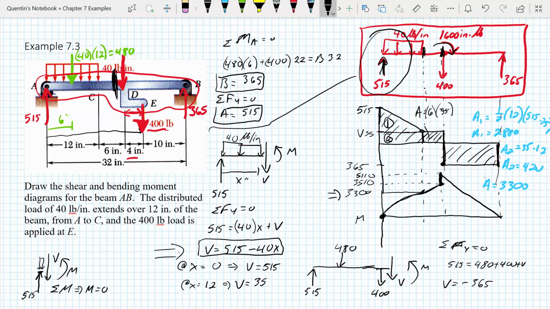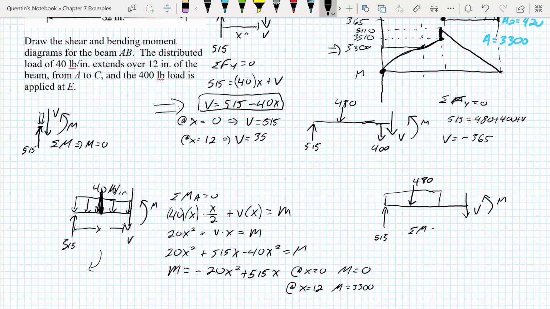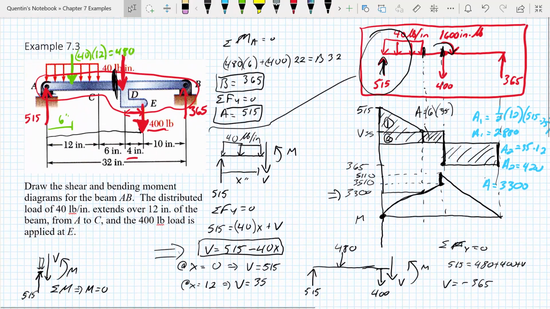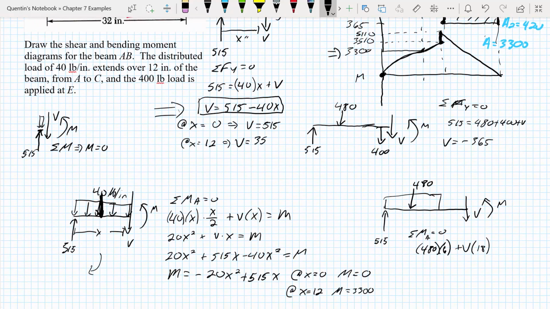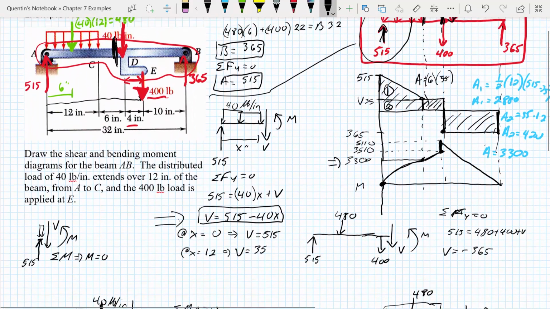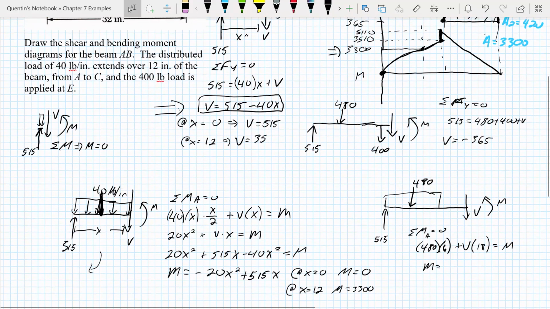Just before that force. Okay, so if I take my sum of my moments equals 0 at A, so we have 480 times 6, right? Is going to go in that direction, plus V times, what is this distance? It's going to be 12 plus 6, so times 18, is equal to the moment. So what is the moment going to be at this point? Well, again, we should know this. It's 480 times 6, and then V. What is V? Well, we know what V is. We figured it out. V right here is 35, right? So 35 times 18, add those together, and it's 3510, which we already knew.